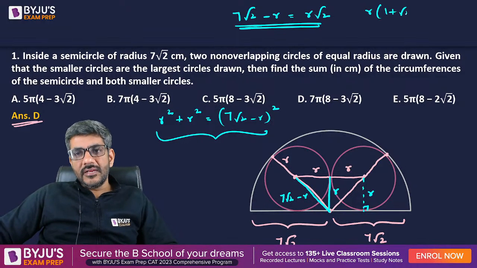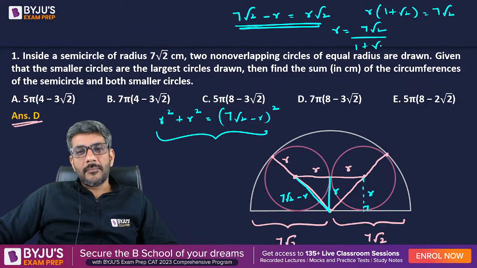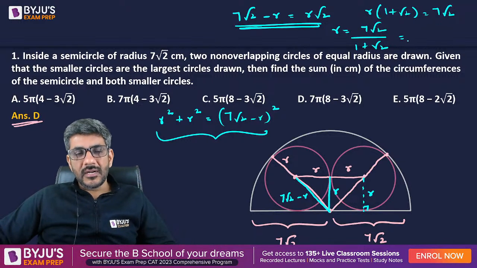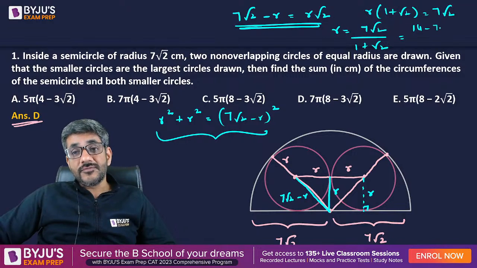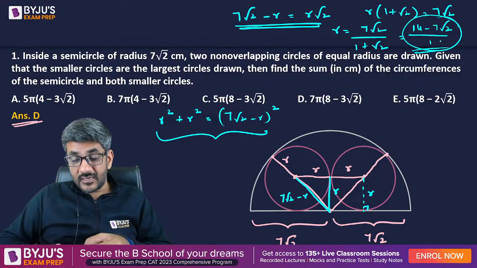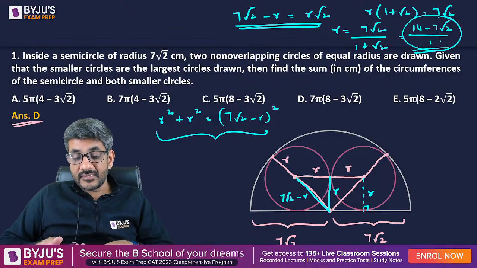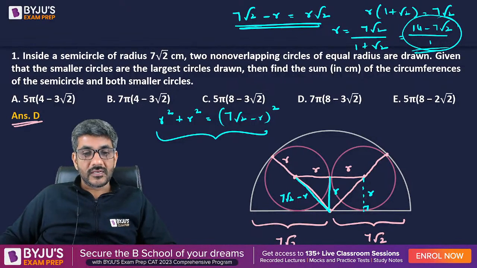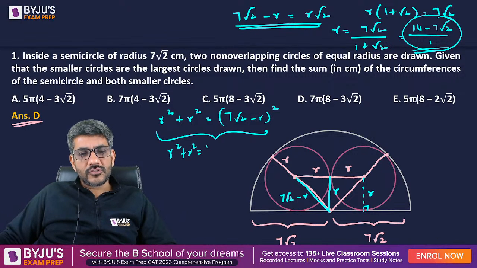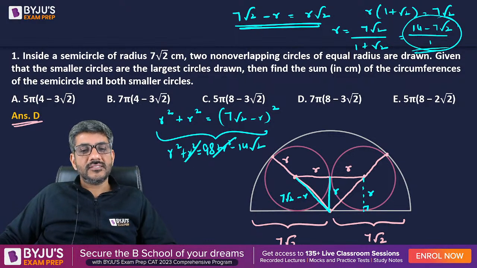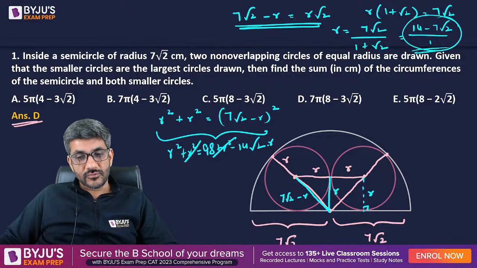From here I get to know r into 1 plus root 2 is equal to 7 root 2, or r is equal to 7 root 2 upon 1 plus root 2. We multiply this top and bottom by 1 minus root 2, or root 2 minus 1. So it is 14 minus 7 root 2 divided by 1. So the radius of the smaller circle is equal to 14 minus 7 root 2. Of course, if you solve from here too, you will get the same. R square plus R square is equal to 98 plus R square minus 14 root 2 r. R square will cancel out with R square. And then when you solve it for R, you will get the same value as 14 minus 7 root 2.